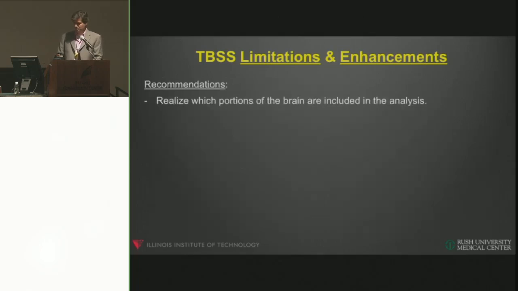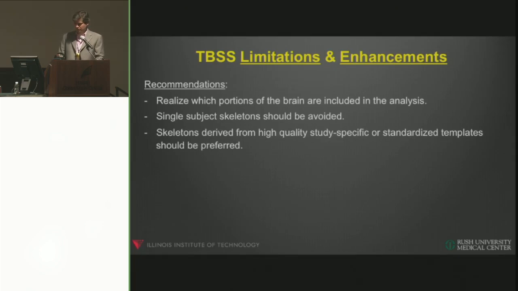So the recommendations about the projection to the skeleton step are first to realize which portions of the brain are actually included in the analysis. You're not comparing all of the brain, you're comparing only what happens in the centers of tracts. Second recommendation is that you should avoid single subject skeletons because they're very noisy, and you should prefer skeletons that are derived from either high-quality study-specific templates or standardized templates.